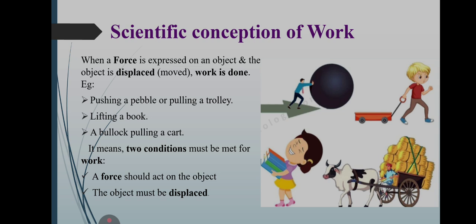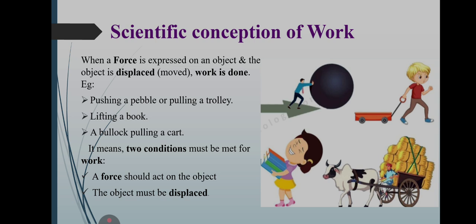Now we are going to see some examples. In the first example, pushing a pebble or pulling a trolley, and second, lifting a book. A small girl cartoon is lifting a book, and a bullock is pulling a cart. These are all examples where work is done, because when you apply force on these objects, they are displaced from one place to another place, or you can simply call it moved. That is why we take it that work is done here.